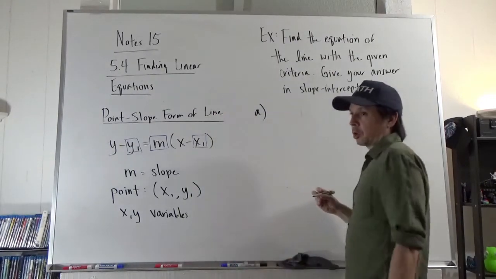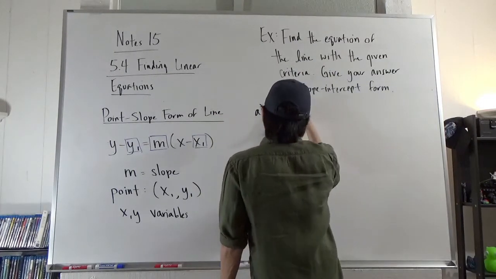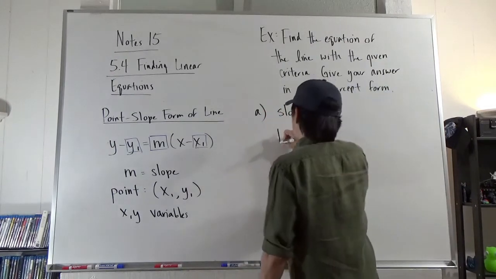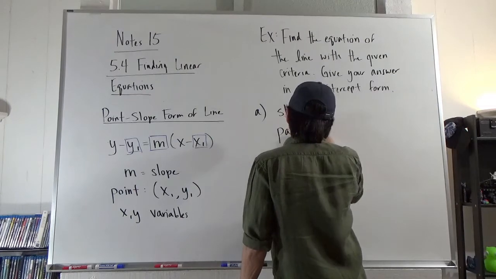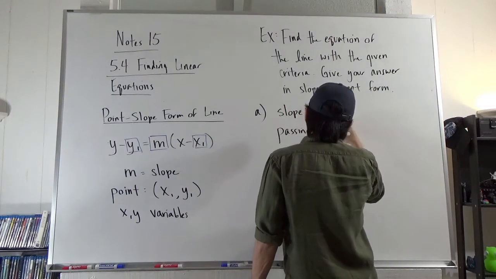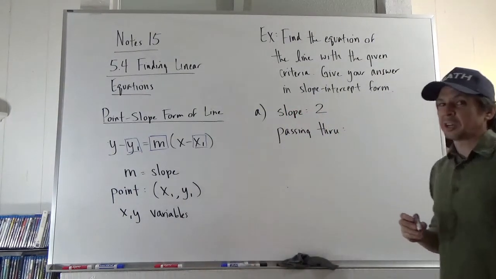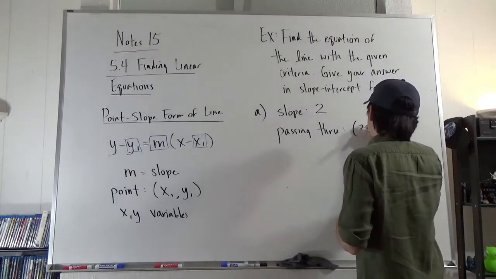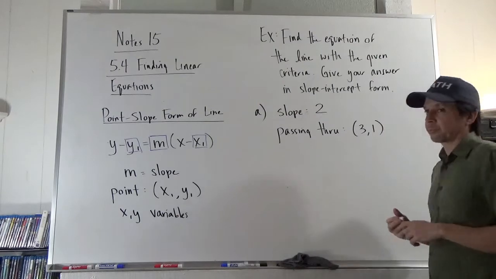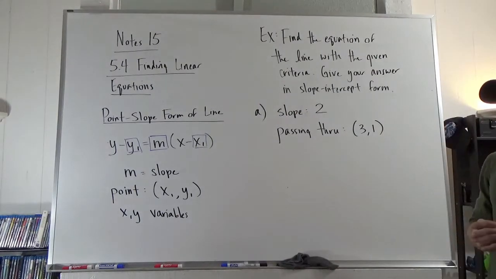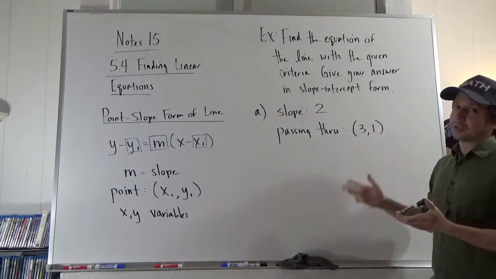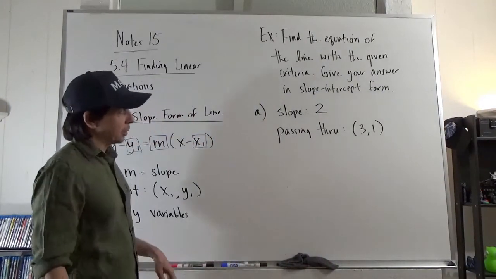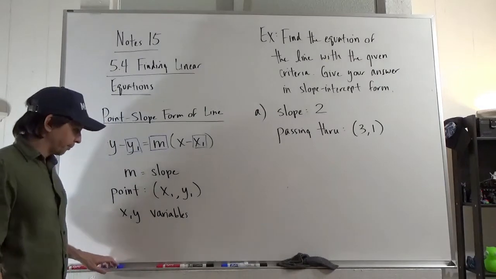The criteria for our first line is that the slope is 2, and the point that the line is passing through. Sometimes they'll say passing through. Sometimes they'll say contained. It contains the point 3, 1. Or passes through the point 3, 1. Or the point 3, 1 is on the line. There's different ways to say it, but the idea is we want a line that has slope 2 and that passes through the point 3, 1.